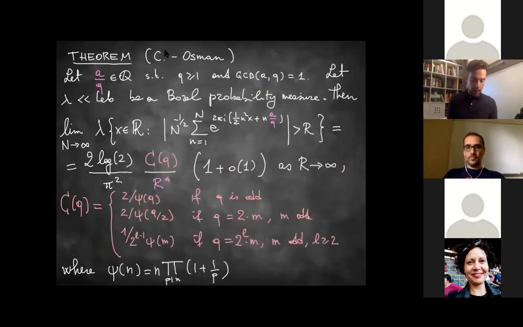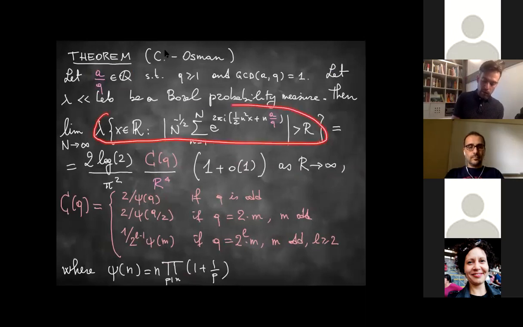All right, so let me state our theorem. We fix alpha, in lowest terms, rational. And then as before, we fix our favorite Borel probability measure, absolutely continuous with respect to the Lebesgue measure. And then we look at exactly the same thing as before. We look at the probability that my normalized exponential sum exceeds some threshold r. We first take the limit as n goes to infinity, and then we look at this object as a function of r. So again, it's important that n goes to infinity first, and then we look at r.